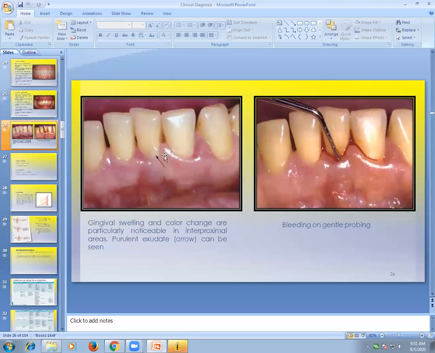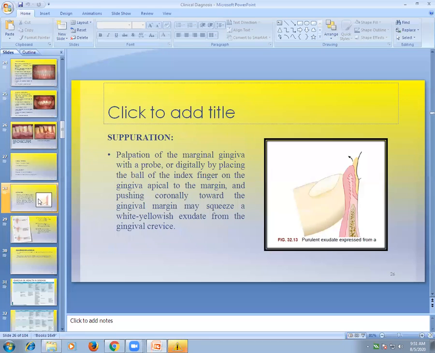See here, color changes. This picture will show you the purulent exudate which comes out when you are writing this gingival status. Just below the gingival status, you have to write about the presence or absence of exudate. To check exudate, you have to gently move the soft bed of your index finger from the mucogingival junction towards the marginal gingiva like this. In this manner, you have to move the soft bed of your index finger.